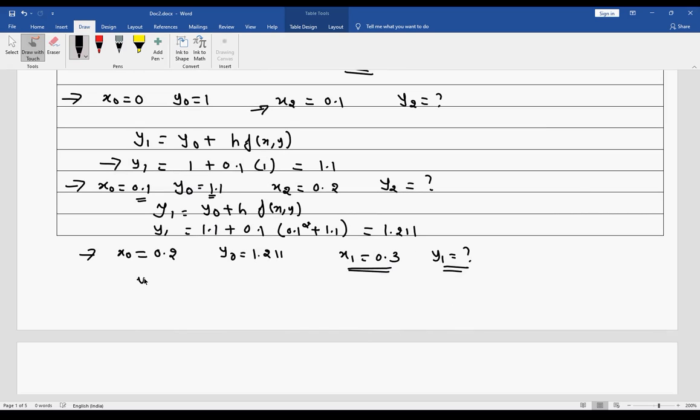So again I write y1 equal to y0. So my y0 is 1.211 plus h is 0.1, x square is 0.2 square plus y1, that is 1.211. Okay, so get me this value.